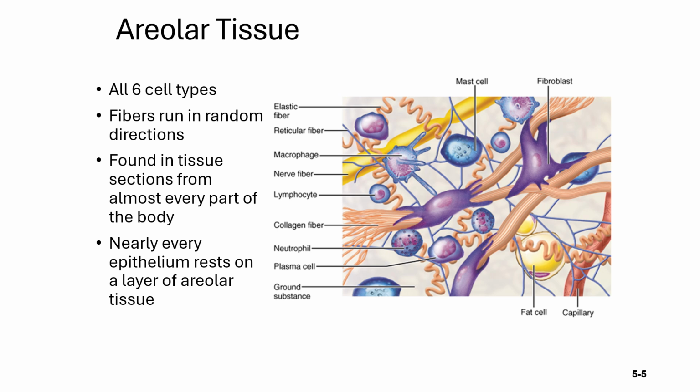The ground substance is plenty. There are fewer cells and fewer fibers. If you look at the diagram here, you can see that there are a lot of spaces, which indicates that there is a lot of ground substance. The fibers are mostly collagenous, and nearly every epithelium rests on areolar connective tissue.